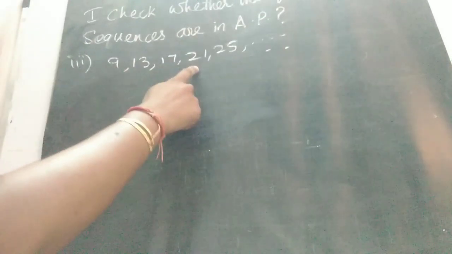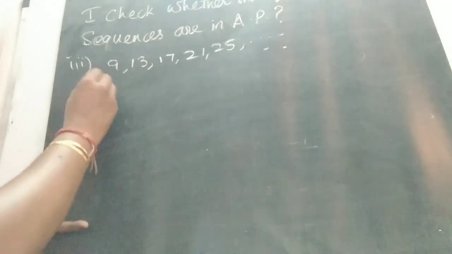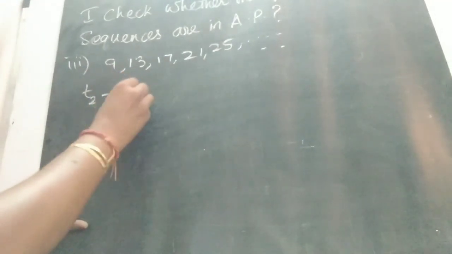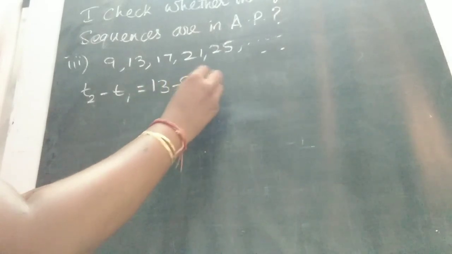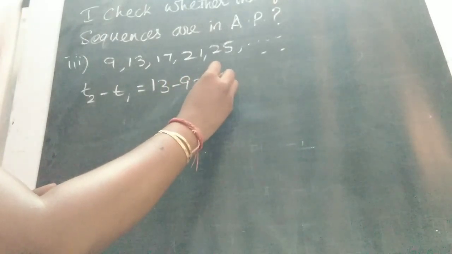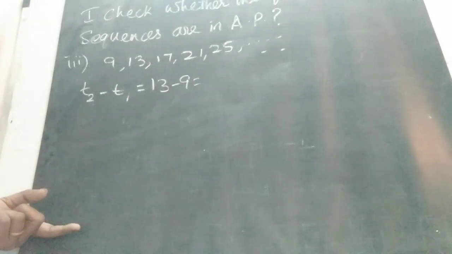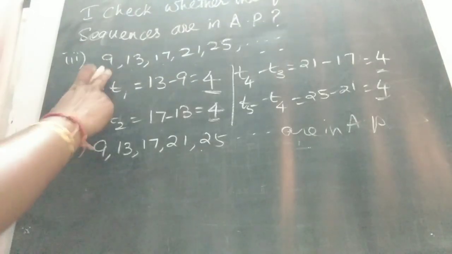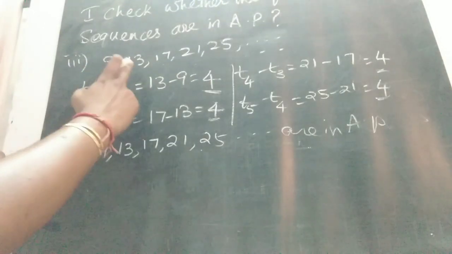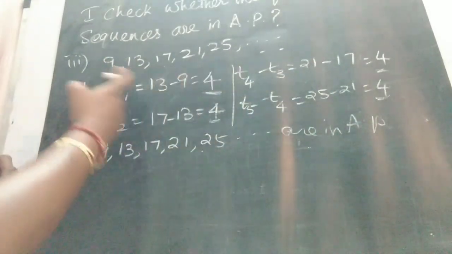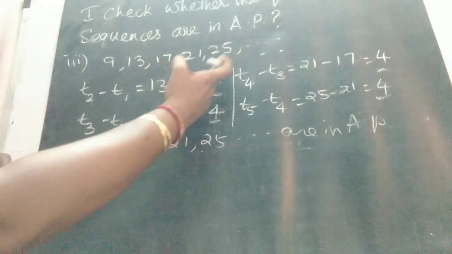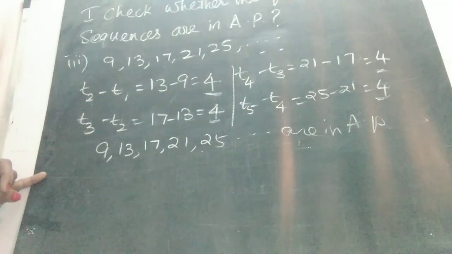Your next question: 9, 13, 17, 21, 25. Now T2 minus T1, find out the common difference, right? 13 minus 9, what is it? In all these cases, the difference between the second term and the first term is 4, 4, 4, 4. So this number sequence 9, 13, 17, 21, 25 forms an AP.